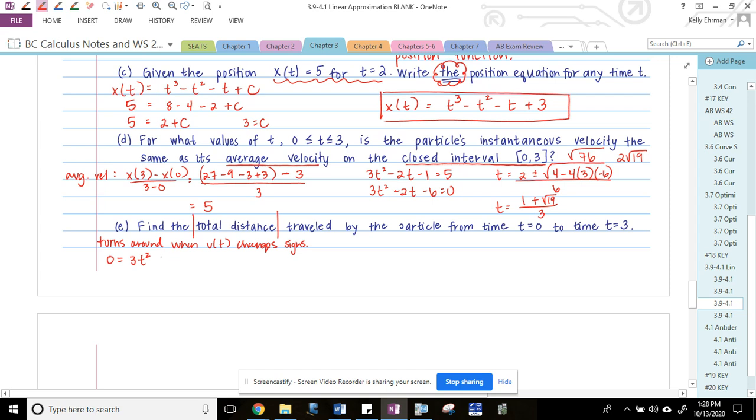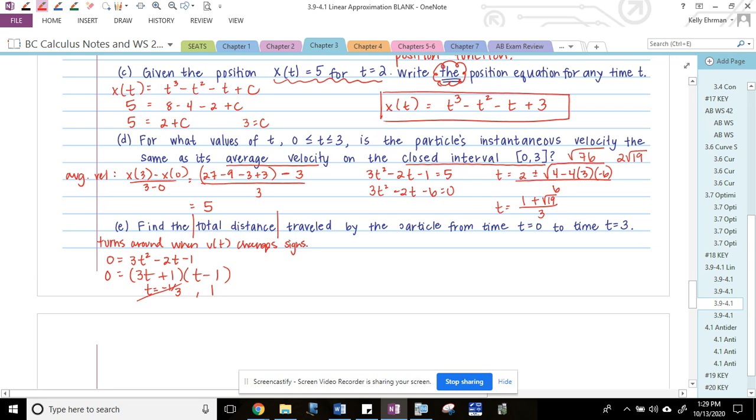So the velocity function was 3t squared minus 2t minus 1. Now that does factor. And we get 2 times negative 1/3 and 1. Now negative 1/3 is not on our interval though. Remember, we're only 0 to 3. 1 is on the interval. So at 1 second, the particle is changing position. I can figure out if I want to whether it's moving left or right, but that doesn't really matter.